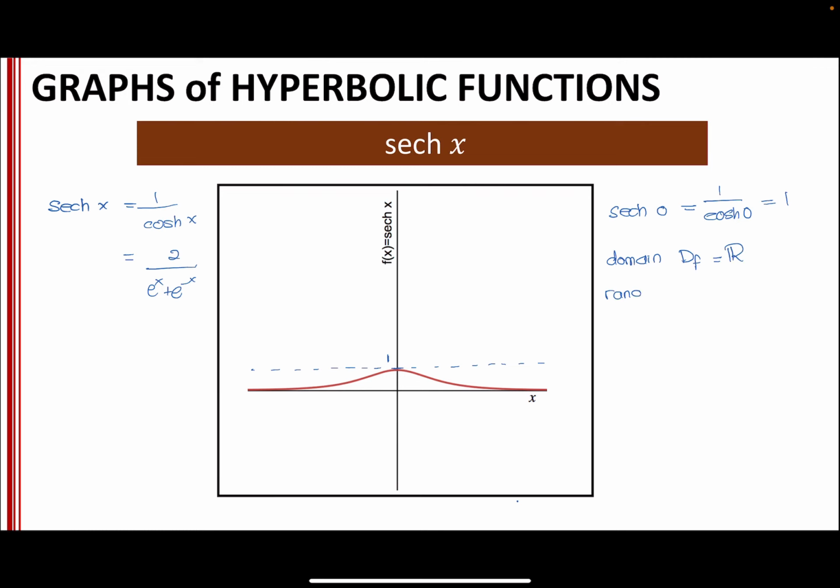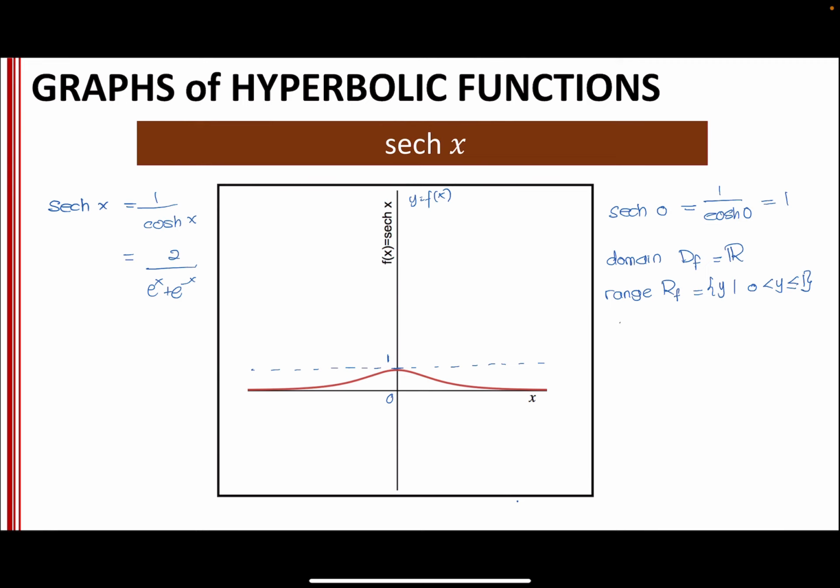Meanwhile, the range. If you see the graph, the red graph, your f(x) is between 0 and 1, only between 0 and 1. So the range R_f is y, where y equal to f(x), such that y is between 0 and 1, but it will not reach 0. It reaches 1, but it doesn't reach 0.